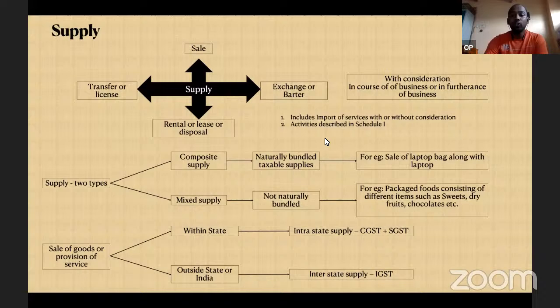So essentially, for any transaction to qualify as supply, it should form part of these four limbs, it should be coupled with consideration, and it should be backed up by the course of business or furtherance of business. Only if these three items are there in a specific transaction will such transaction amount to supply. Otherwise, it will not be a supply. GST will not get attracted at all. Is it clear? You need to be very, very clear about supply to understand the remaining portions of the law. Is it clear for everyone?